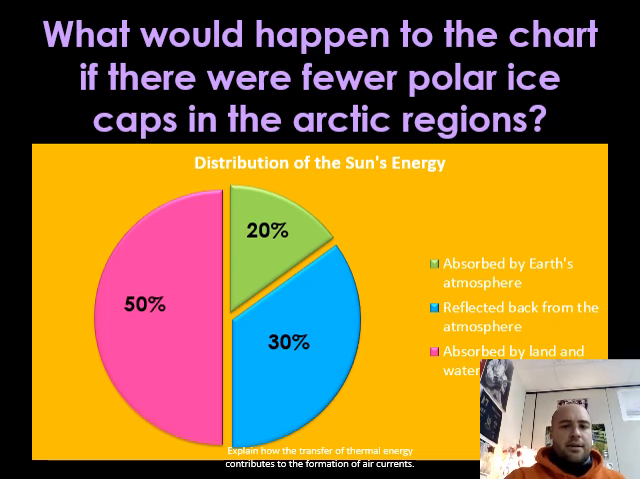And here is something that is always a kind of aha moment for young people. And I know you're taking these notes online right now, and you probably have a little bit of background, but I asked you this question. What would happen to this chart if there were fewer polar ice caps in the Arctic region? So here's what I taught you today. The greenhouse effect is a good thing. It allows heat to get into the environment, warms us up.